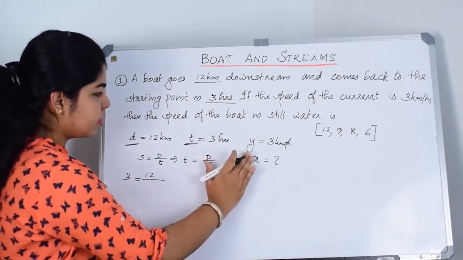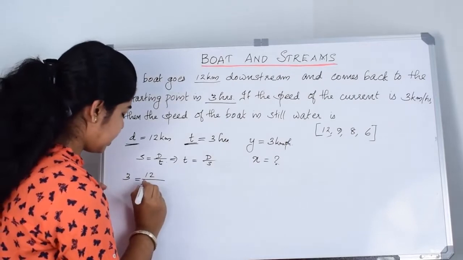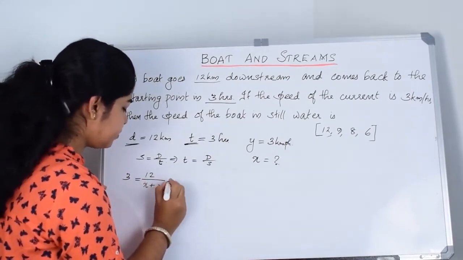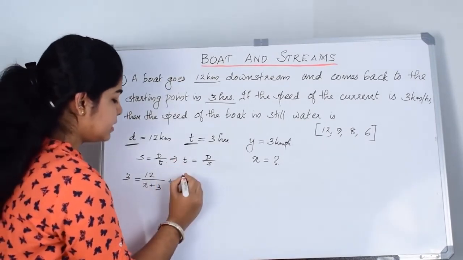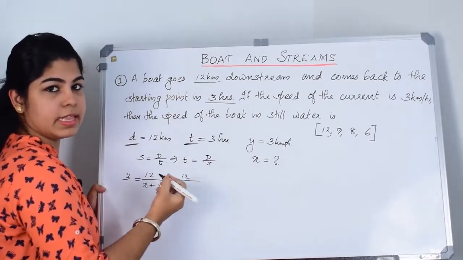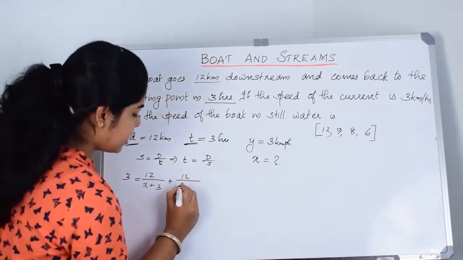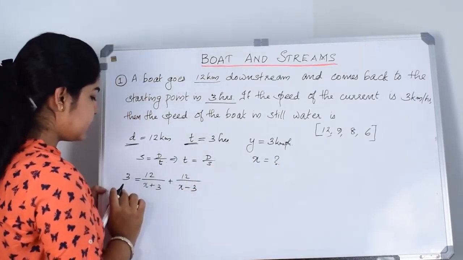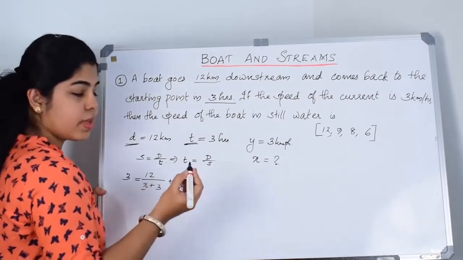So we have the value of y. We don't have the value of x. So I am taking it as x plus 3. Then the next case is the upstream case. So here we need to take the distance 12 divided by the upstream speed. Upstream speed is x minus y. So here I am taking it as x minus 3, and the sum is equal to 3. So this is the equation. By solving this equation, we will get the value of x.